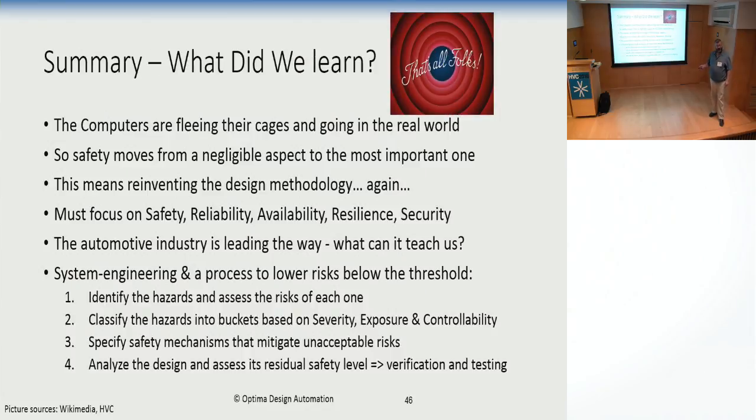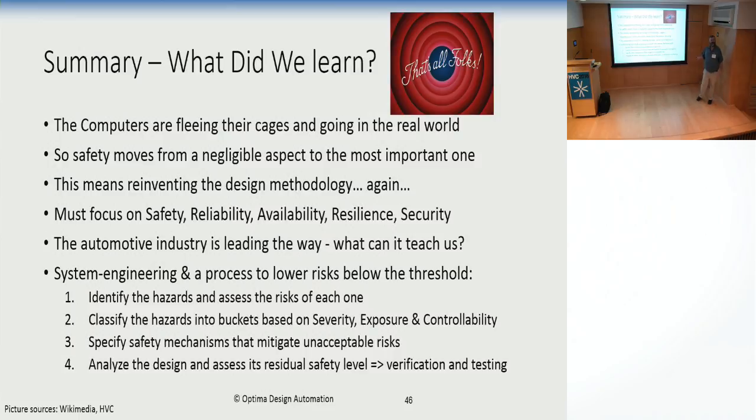So what did we learn? What did I talk about today? Computers are fleeing their cages. This is a fact. You cannot avoid it. And that means that safety becomes center stage. This is the most important aspect. People will not buy unsafe cars even if they have wheezy CPUs inside. Unsafe, not buying. So we need to rethink again our design methodology, focusing on safety, reliability, availability, resilience, security. You can have other partitioning of this pie, but it's a multifaceted environment.